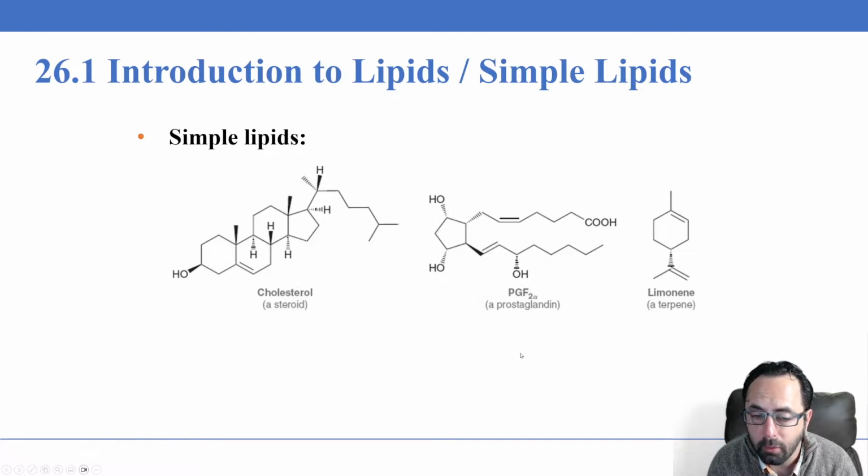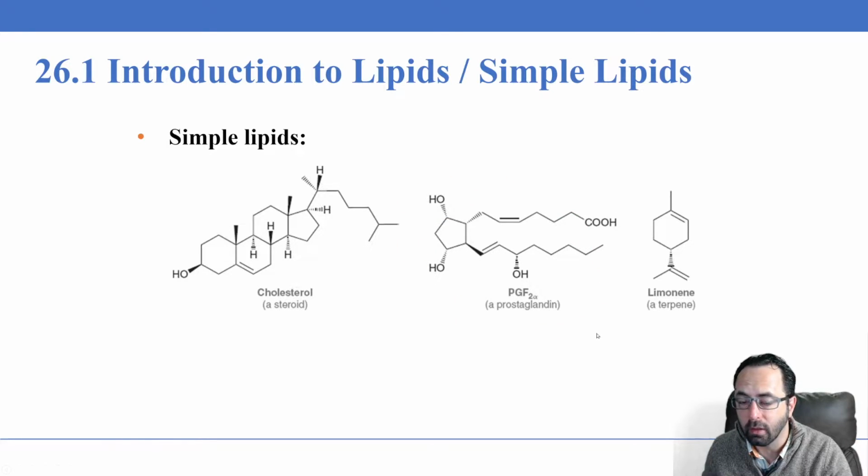So a few examples of simple lipids would be cholesterol here. Notice that the cholesterol does not contain an ester functional group. Prostaglandins, which again are involved in the pain and inflammation response, and limonene here, which is a terpene characterized by these units that join together in polymerization reactions and have double bonds in them, carbon-carbon double bonds.